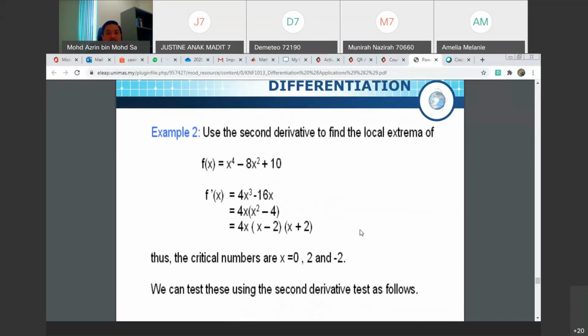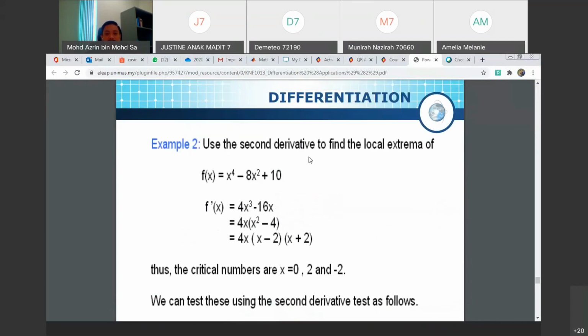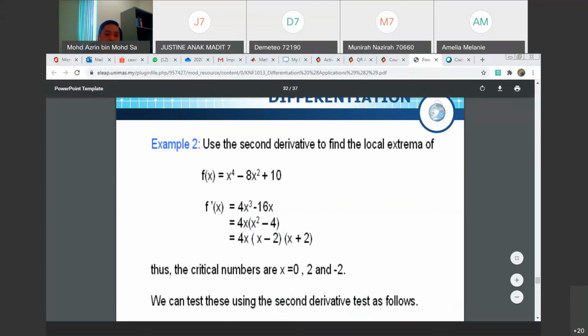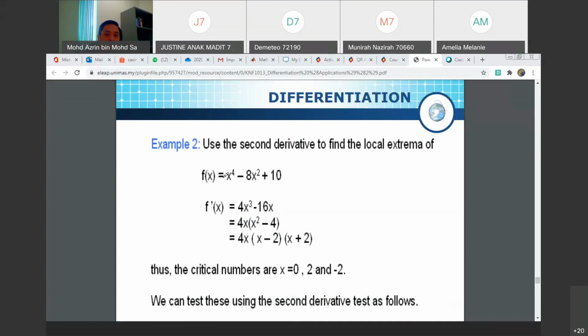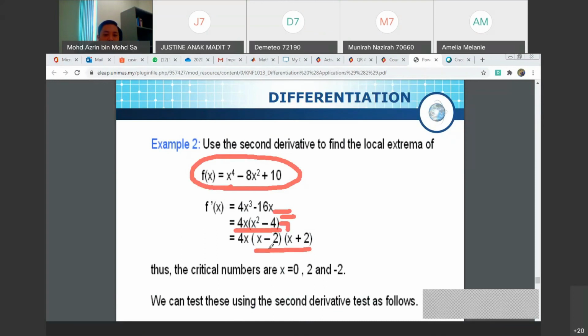Okay. Second example, which is you need to find the second derivative to find the local extrema, whether it's minimum or maximum. So given question here, f(x) equal to x power 4 minus 8x squared plus 10. So when you first do the first derivative, you will get this equation. Then you simplify this equation. Then again you simplify, you will get to find the x value, which is x equal to 2 and x equal to negative 2.